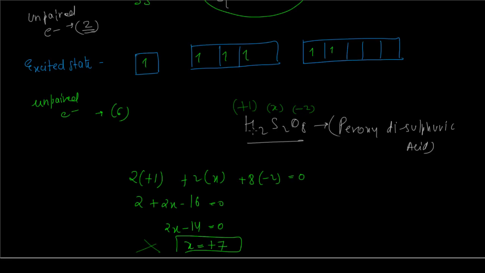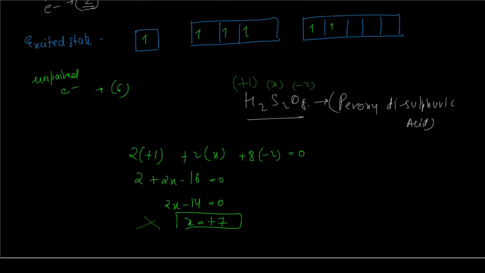Because oxygen is -2 and hydrogen is +1, we've not done any mistake there. The mistake is taking oxygen as -2. I told you whenever you get an oxidation number for the required element out of the range of that element, that means there is some exception or there is a peroxide linkage. Look at the name of this compound: peroxydisulfuric acid. Peroxy means there is a peroxide linkage.